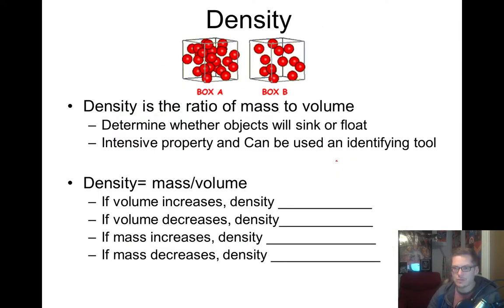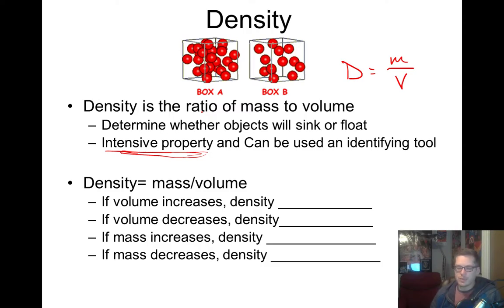All right, last little bit here is density. Density is defined as the ratio of mass to volume. So density is equal to the mass divided by the volume. So really we can use this to determine whether or not objects will sink or float. It's an intensive property. Remember we talked about intensive versus extensive properties. Intensive properties means it does not matter how much of it you have. Your density is always going to be the same.